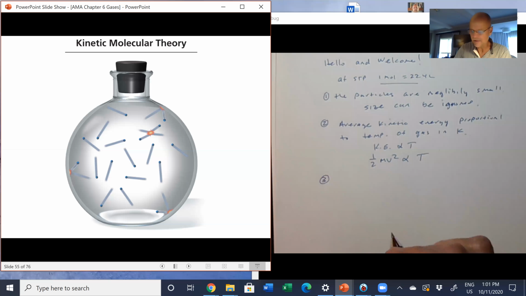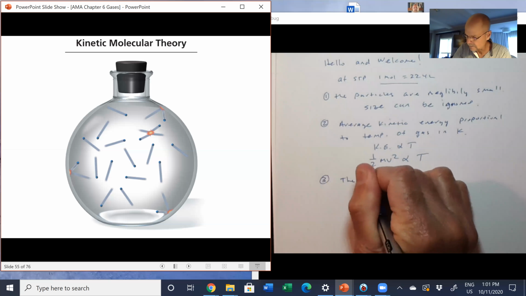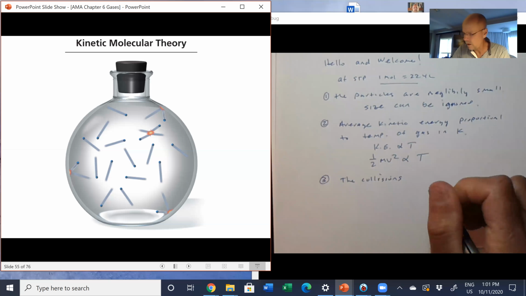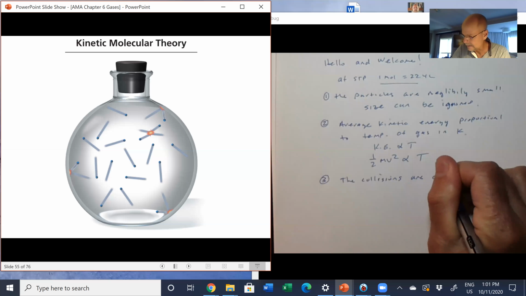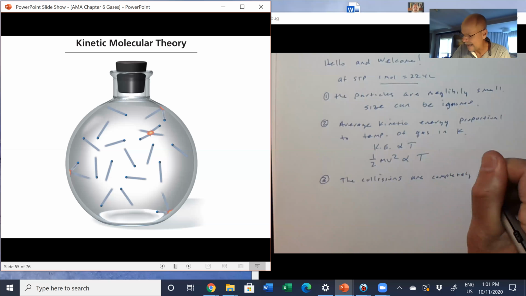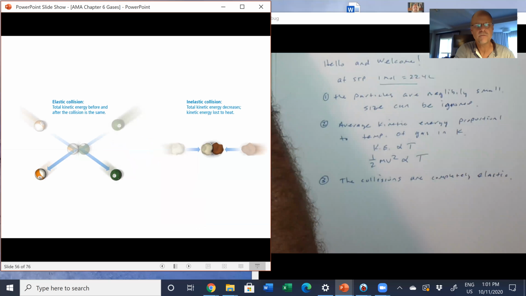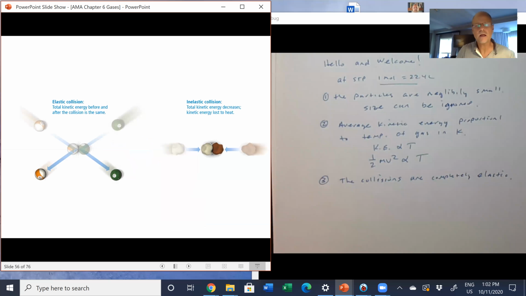The third assumption is that the collisions of the particles with each other and with the walls are completely elastic. What does that mean? That means that when a collision happens, there's no loss of kinetic energy. So, for example, when two billiard balls collide, like you see here, that would be a pretty elastic collision, because the billiard balls come in with a certain kinetic energy and they go out carrying that same amount of kinetic energy.